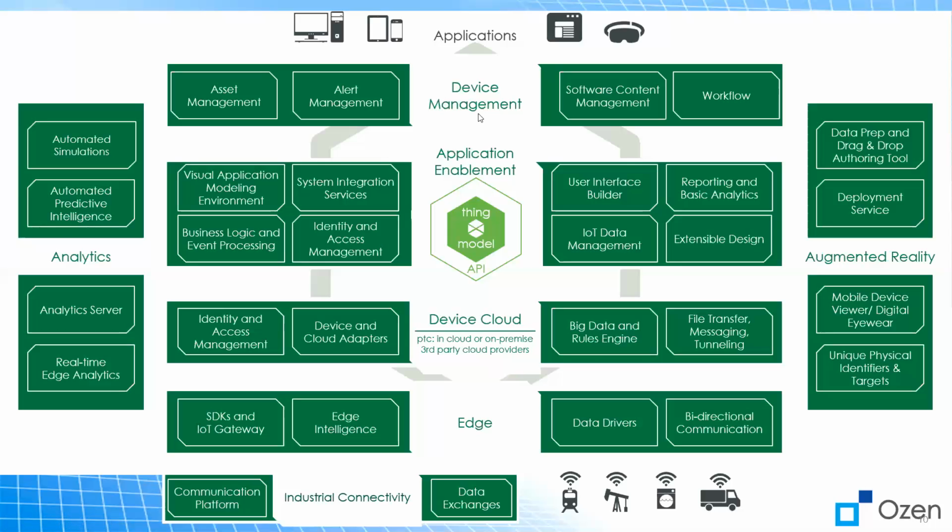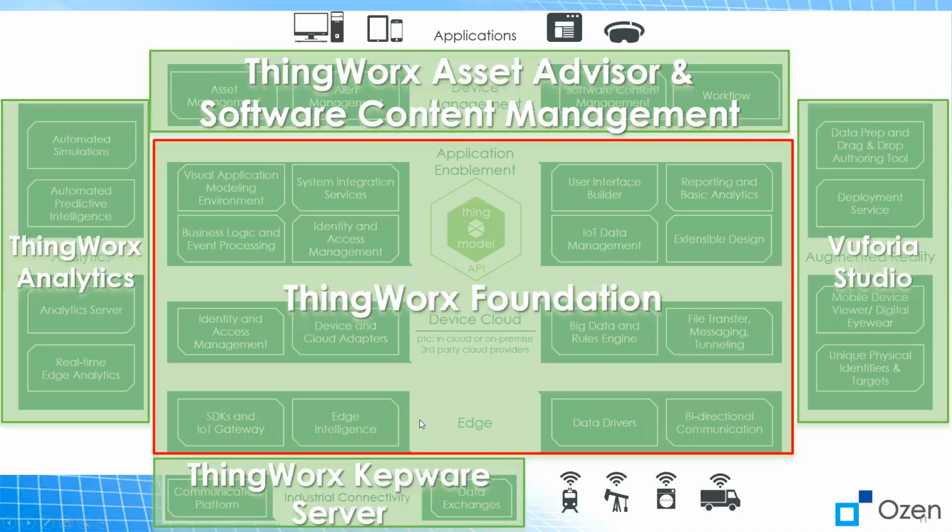On top of that, as you see at the bottom, we have some apps which is related to industrial connectivity, such as data exchange and also communication platforms. The top apps, as you see here, are sold under the name of Thingworx Asset Advisor and Software Connect Management. The first top apps, top four apps, I would say. The right-hand side apps are sold as a part of Euphoria Studio, which at Ozen Engineering we are allowed to sell that product as well.